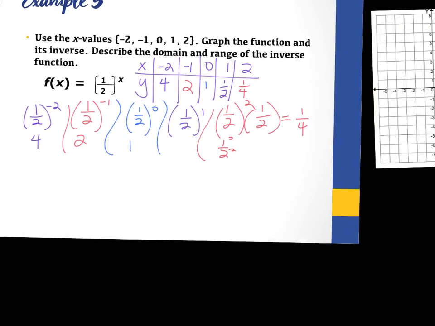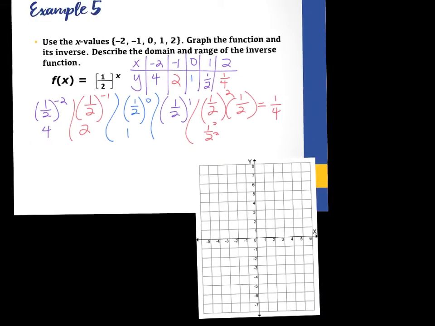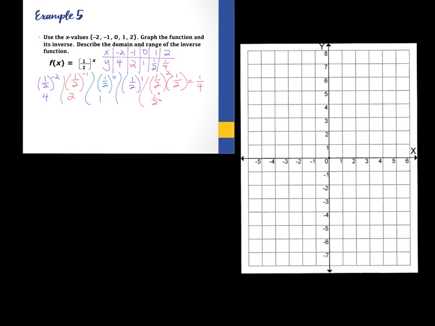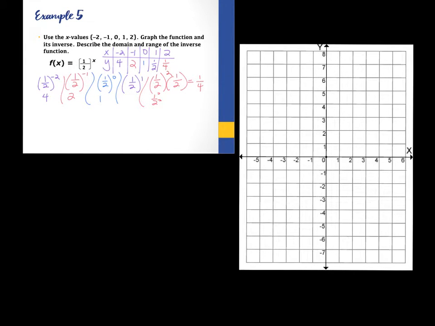Okay, then it says graph the function. So I'm going to graph the function. -2, 4, -1, 2, 0, 1, 1 and 1/2, and 2 and 1/4. It should make sense, because if it's a fraction, is it growth or decay? It's decay, so this goes down as you move to the right, unlike the other one that was bigger than 1, so that was growth.